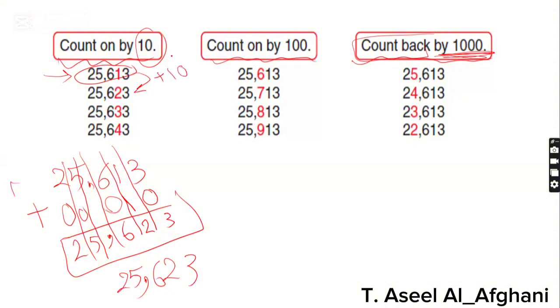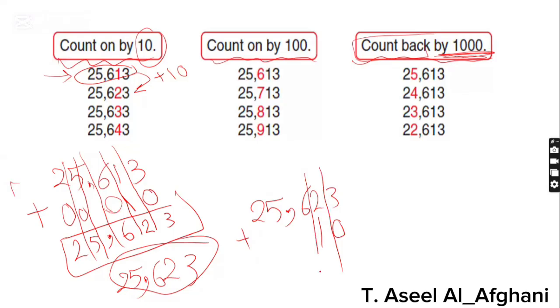So the first jump is done. What about the next one? The second number, which is this one, I'm gonna add 10 to it again. Let's start. 25,623 plus 10. Ones under ones and tens under tens, and 6 plus nothing is 0. We put our 0 here, the comma, and 5 plus 0 and 2 plus 0.